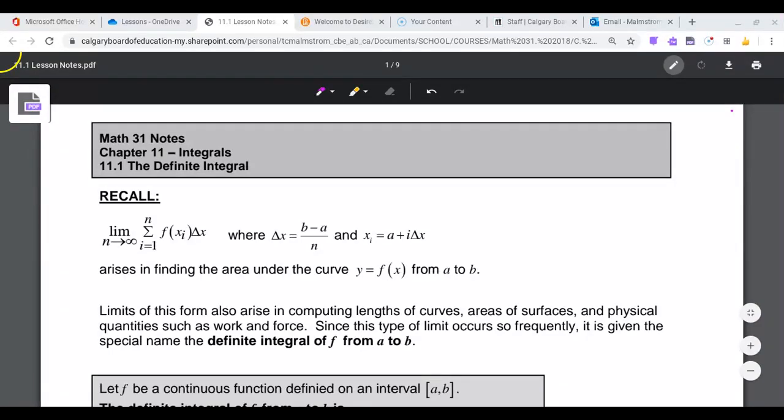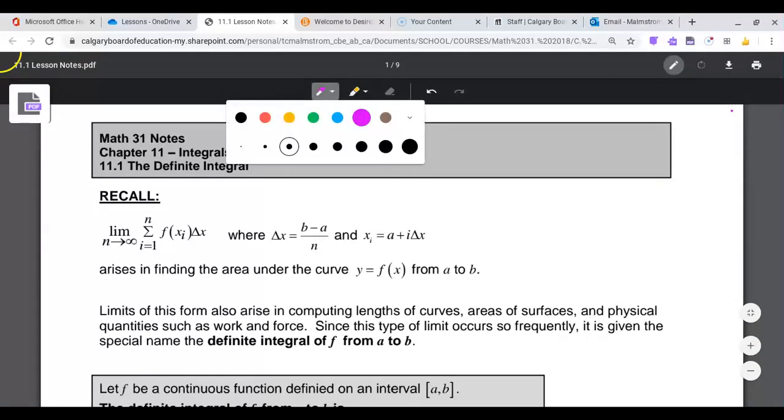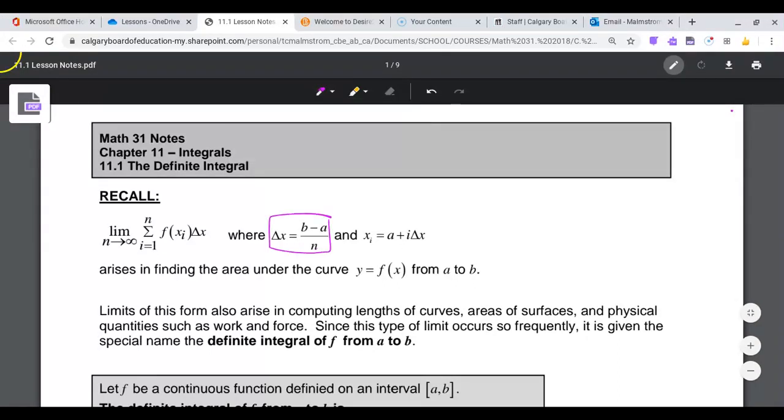1 to n of f of xi times the change in x, where the change in x is b minus a on n, and xi is defined as a plus that change in x, arises in finding the area under the curve y equals f of x from a to b. So just a reminder of our pieces. This is really the width of our rectangle.